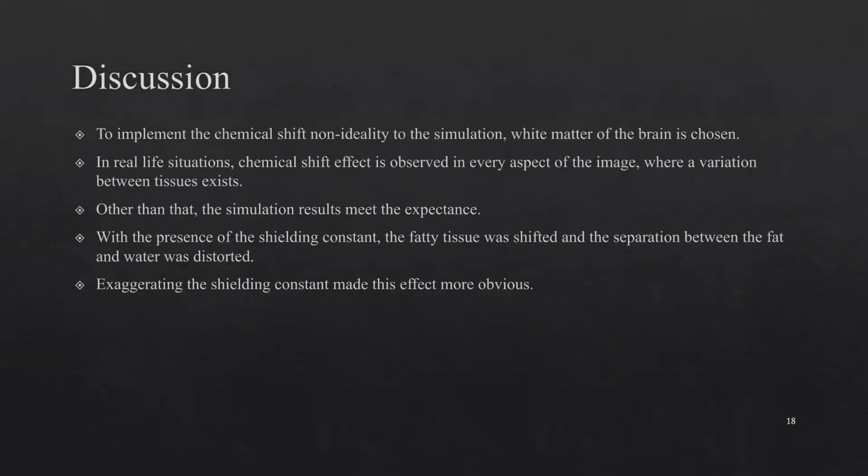To implement the chemical shift non-ideality in the simulation, white matter of the brain is chosen. However, in real-life situations, the chemical shift effect is observed in every aspect of the image, where a variation between tissues exists. Other than that, the simulation results meet the expectation. With the presence of the shielding constant, the fatty tissue was shifted and the separation between the fat and water was distorted. Exaggerating the shielding constant made this effect more obvious.